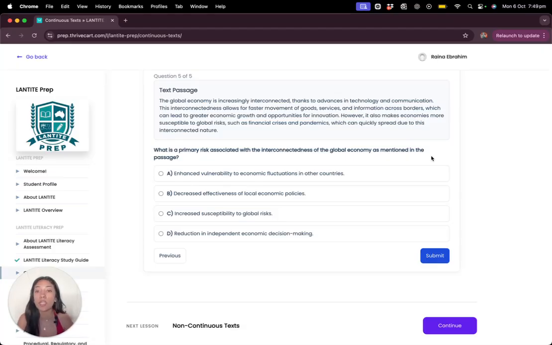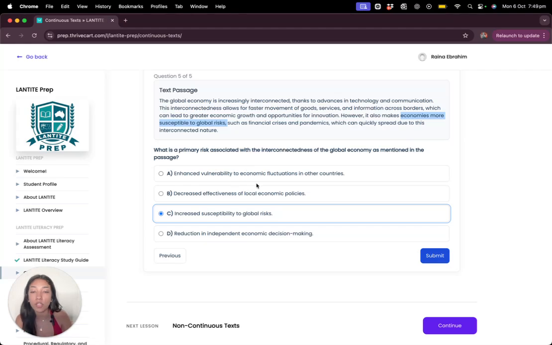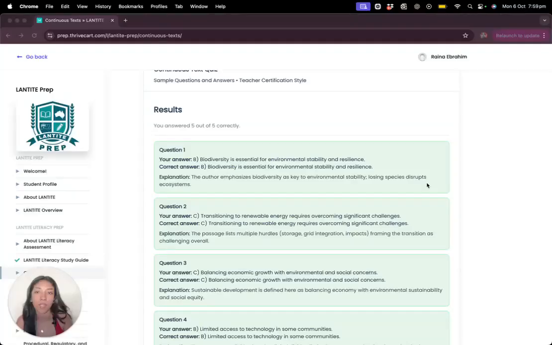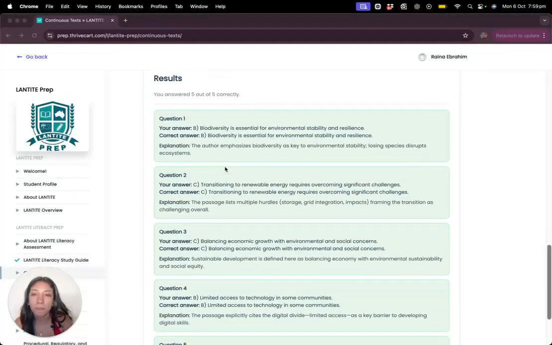So again, it's talking about what is the primary risk associated with interconnectedness. And it says here, however, it makes economies more susceptible to global risk. And we're going to look for the answer here, increased susceptibility to global risks. So even though you can go through all the different answers, I'm looking for keywords, and I'm going to be drawn to the answer that has those keywords in there. So let's submit.